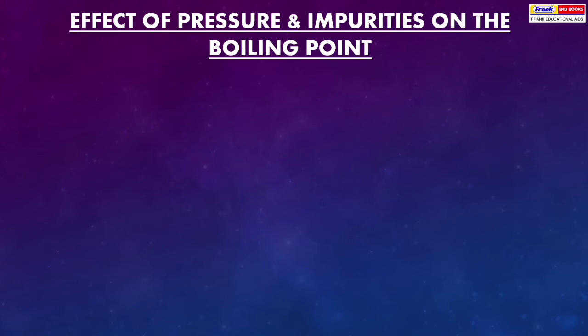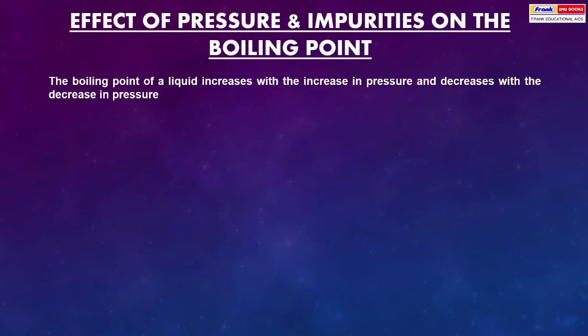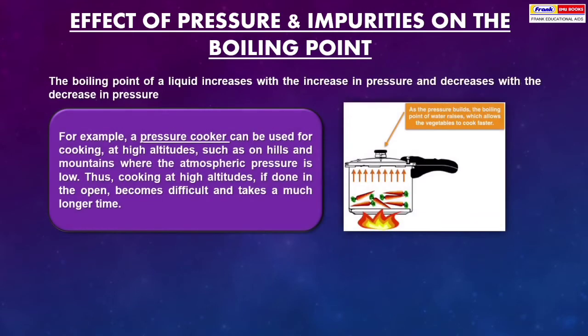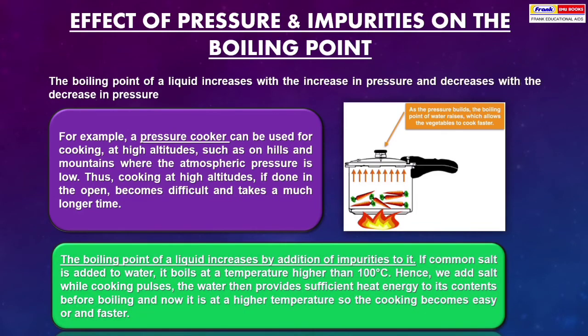Effect of pressure and impurities on the boiling point. The boiling point of a liquid increases with increase in pressure and decreases with decrease in pressure. For example, a pressure cooker can be used for cooking at high altitudes such as hills and mountains, where the atmospheric pressure is low. Thus, cooking at high altitudes, if done in the open, becomes difficult and takes much longer time. The boiling point of a liquid increases by addition of impurities to it.